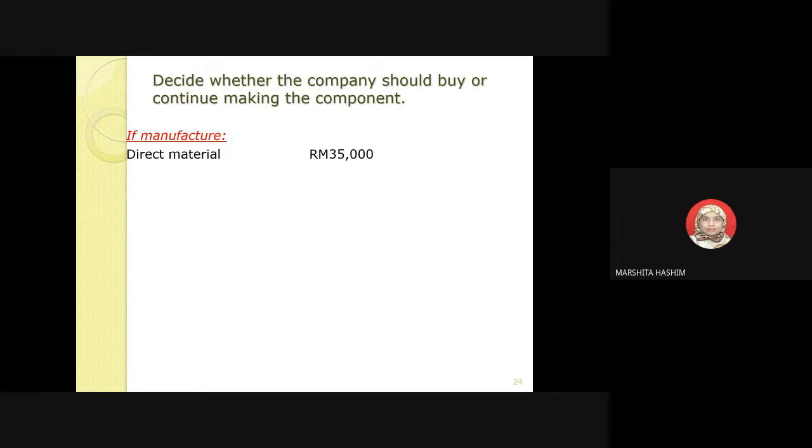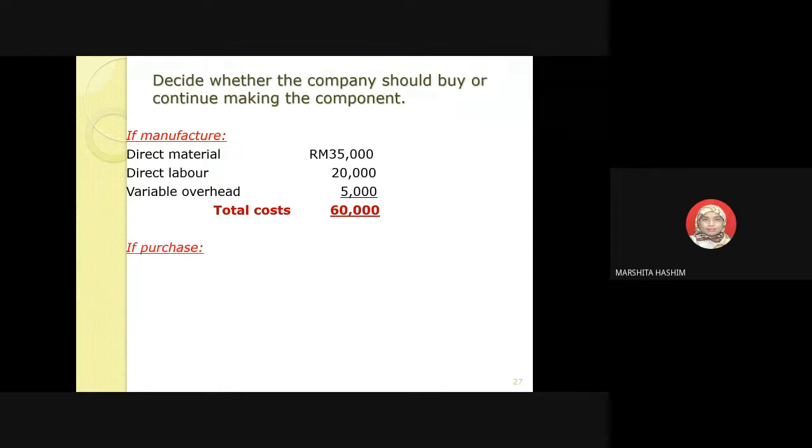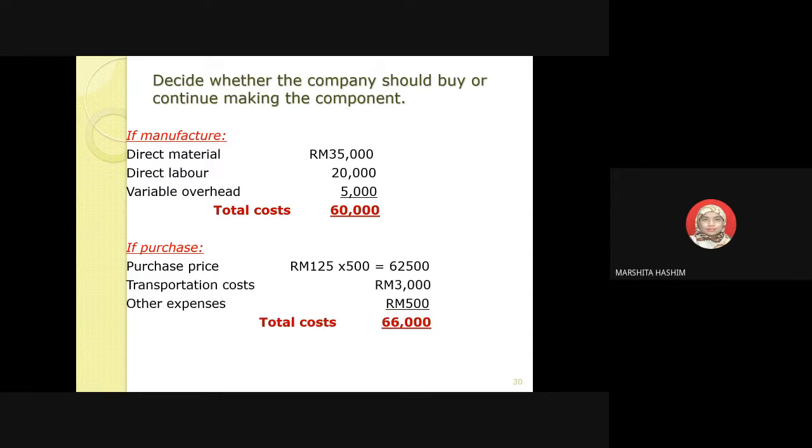So in this case, direct material is relevant, direct labor, variable overhead. So total relevant cost if you manufacture is 60,000 ringgit. And then if you purchase, you have to pay purchase price 125 ringgit per unit. Remember, you purchase for 500 units, and then you incur transportation costs and also other expenses. So total is 66,000.